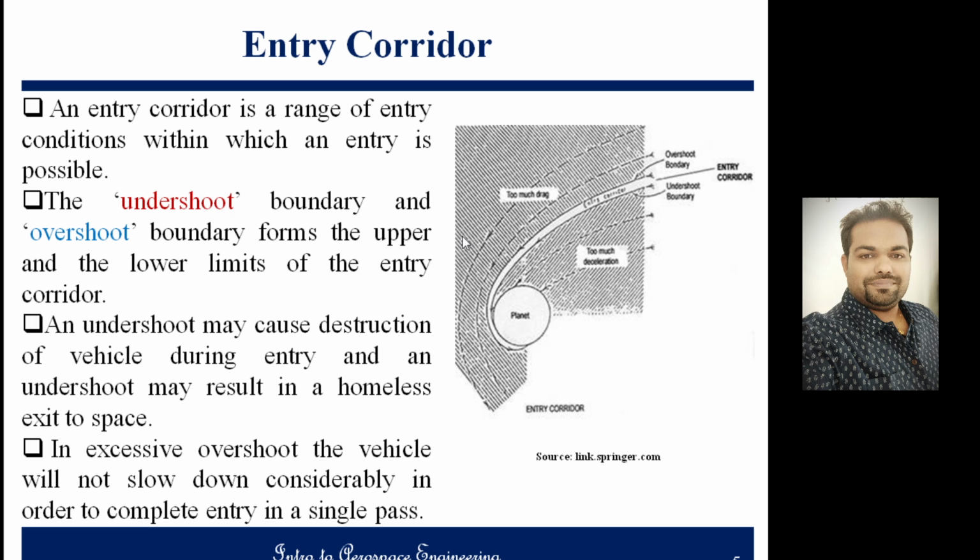So in both conditions, excessive undershoot and excessive overshoot are not recommended. Hence, the shaded portion represents excessive overshoot and undershoot, which are excluded. So there is only a particular thin zone shown here through which a successful entry is possible, and that is known as the entry corridor.